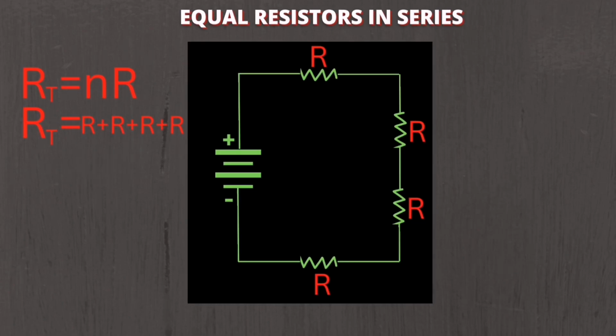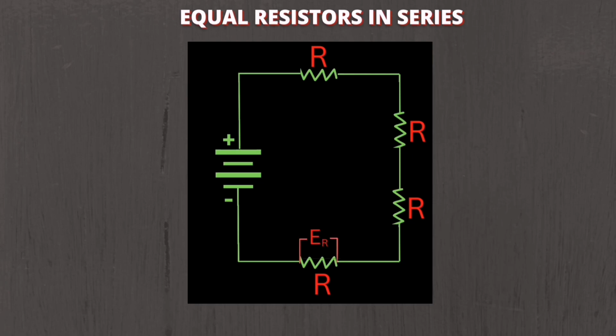Okay, for the number 3 condition, the voltage drops across the individual resistors are equal. Meaning, guys, that the voltage across resistor 1 is equal to the voltage across resistor 2, and also equal to resistor 3, and also equal to resistor 4.